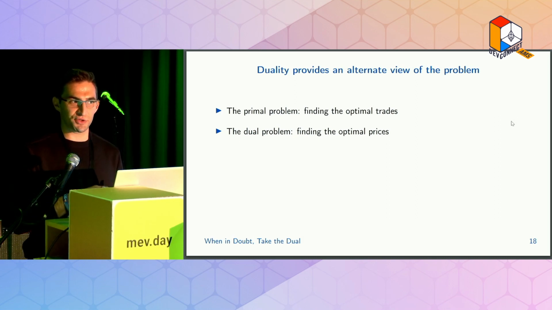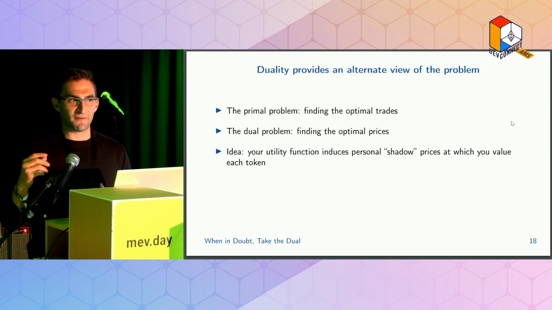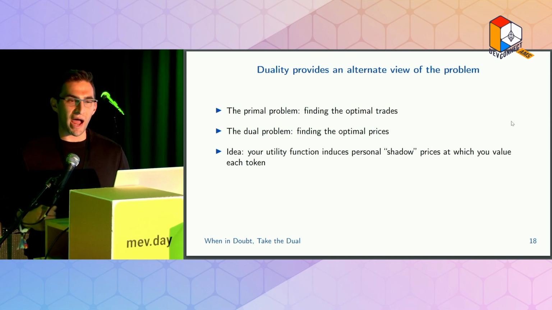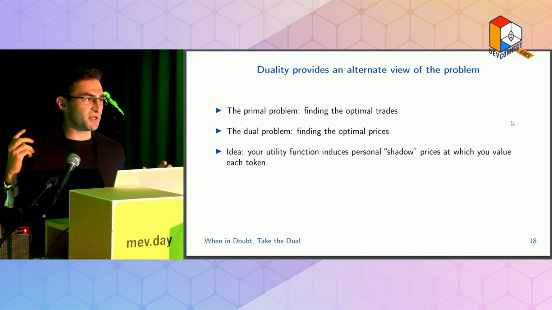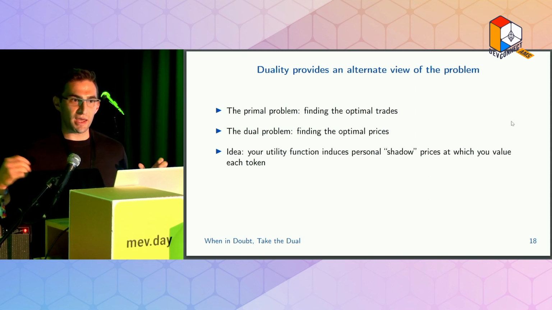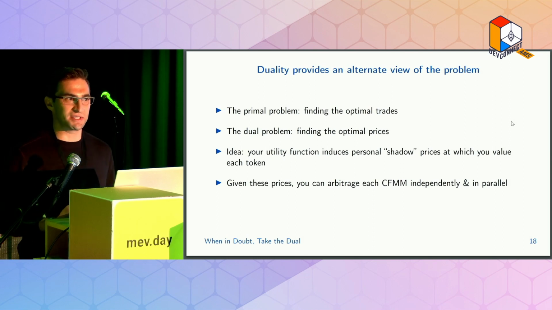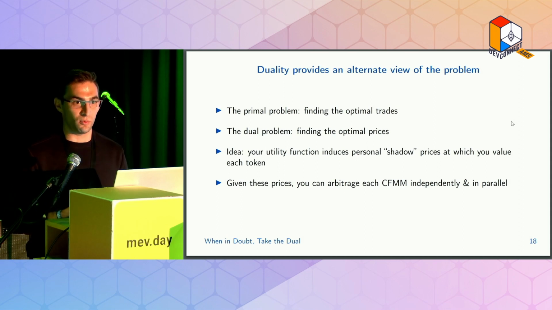It's not really prices in the traditional sense. The idea is if you give me a utility function, you say this is how I value the net trade, I could essentially give you a vector of, let's call them shadow prices, at which you value each token. And that means if you have this vector of shadow prices, you can go to all the individual decentralized exchanges and arbitrage them independently from each other. Additionally, this can be executed in parallel. So you can see how this has the underpinnings of what we would need for an efficient algorithm, because all we do is iteratively update these prices.